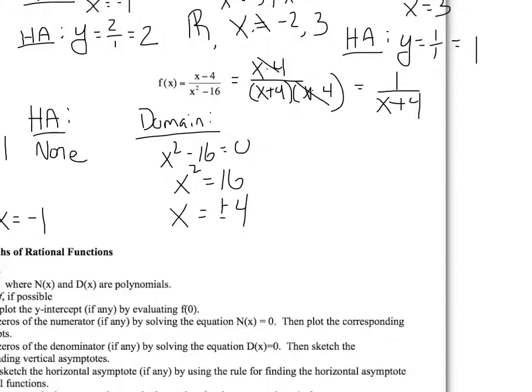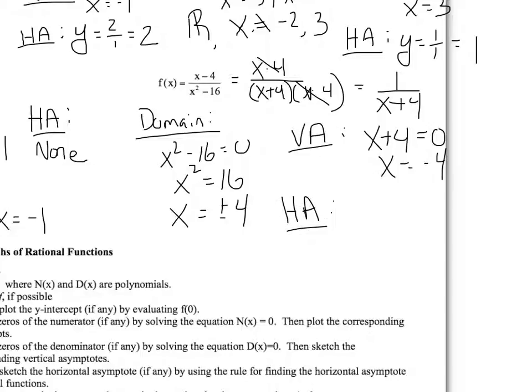Now, based on that new fraction, to find my vertical asymptote, I set the denominator equal to 0 and solve. I can see my vertical asymptote is negative 4. For my horizontal asymptote, what I do is I compare the degrees of the numerator and the denominator. The degree in the numerator is less than the degree of the denominator. When that is the case, that's your choice 2A. You have the equation y equals 0 as your horizontal asymptote.